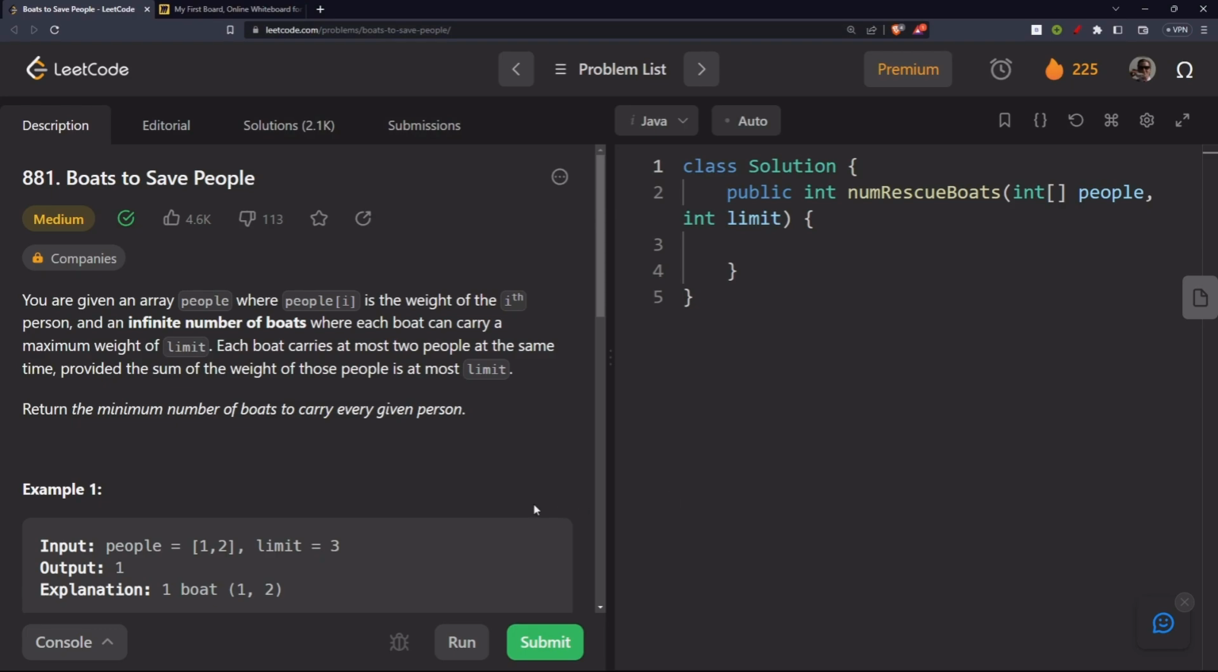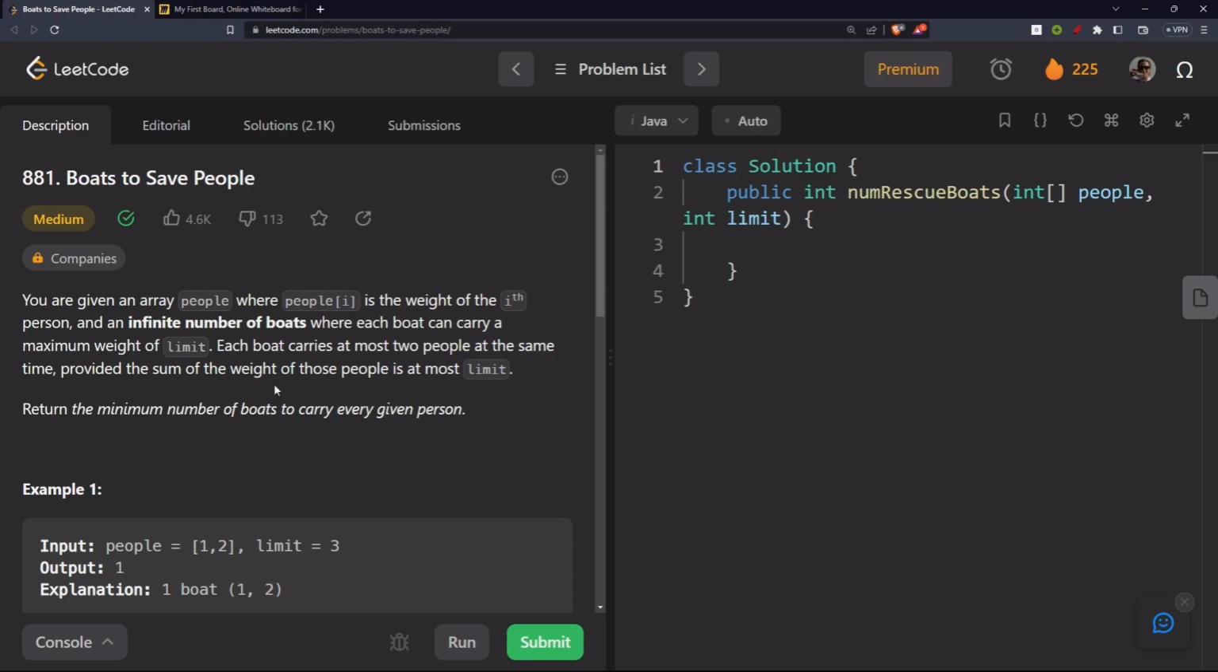So let's get back to problem solving, which is more important, right? So today we have the problem Boats to Save People. You are given an array people where people[i] is the weight of the ith person and an infinite number of boats where each boat can carry a maximum weight of limit. Each boat carries at most two people at the same time, provided the sum of the weight of those people is at most limit. Return the minimum number of boats to carry every given person.